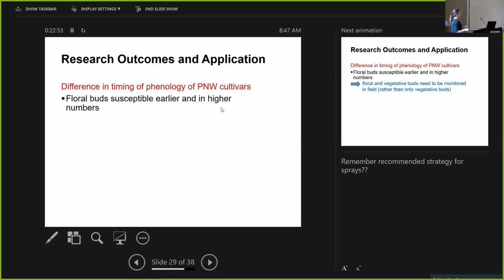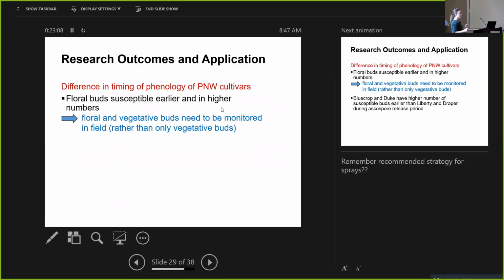Moving to the findings regarding the host, we found that floral buds show their peak numbers of susceptible buds earlier and in higher numbers compared to vegetative buds. Now, remember I presented this slide about this New Jersey management program where they only monitor the vegetative buds. This research shows that it's important to also monitor the floral buds, as, seeing that they're earlier, you might otherwise miss the timing that the first application should be applied.